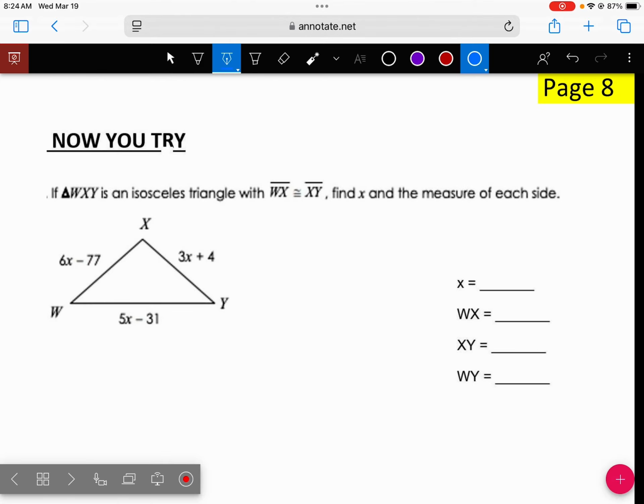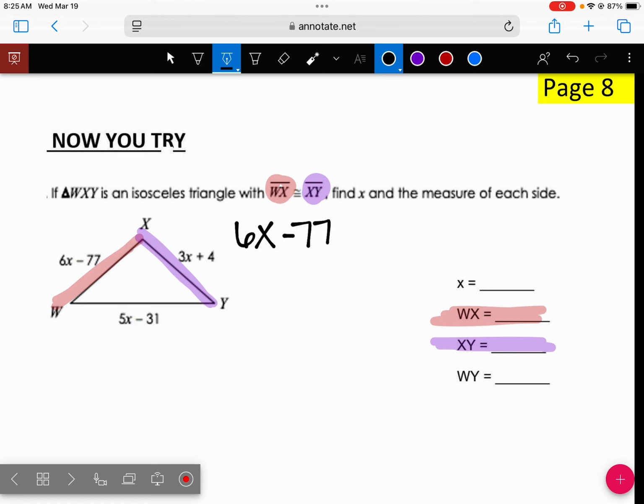All right, so now let's go ahead. We got two more. So we have our isosceles triangle again. So the tricky part is figuring out which two of these expressions we're going to set equal to each other. So WX, that's this side, is congruent to or equal to XY, which is this side. So let's start off by setting those two sides equal to each other. Go ahead and solve that for x.